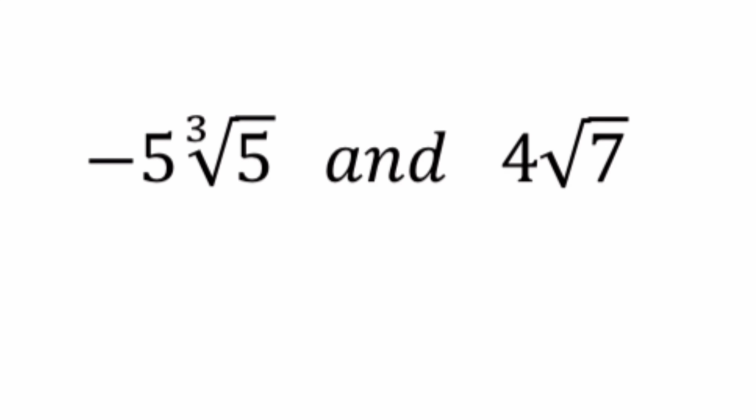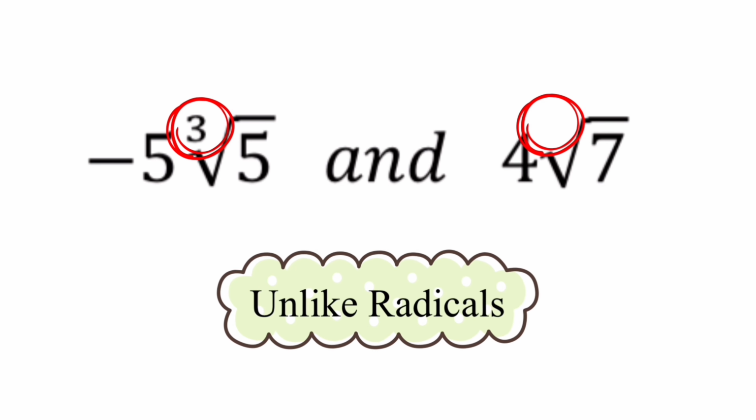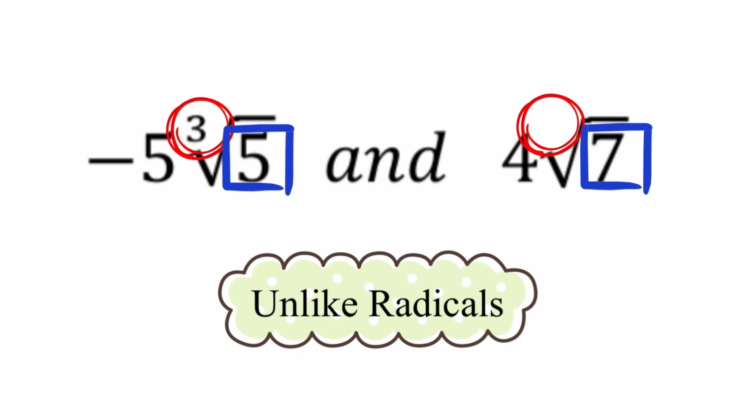So looking at this example, we have a 3 and an invisible 2 as the indices. The two indices, 3 and 2, are not the same, so we can say that this is unlike radicals. We also have 5 and 7 as radicands, and they're not the same, which further verifies that these two are unlike radicals. Now let's move on to the next one.